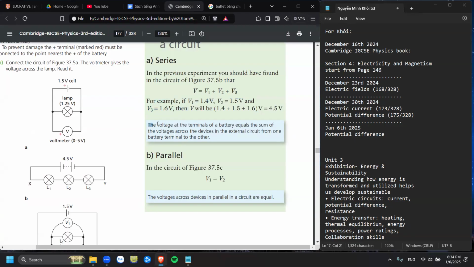So they say the voltage at the terminals of a battery equals the sum of the voltages across the devices in the external circuit from one battery terminal to the other.